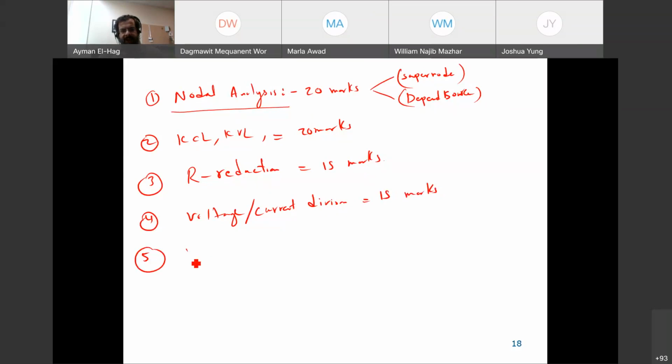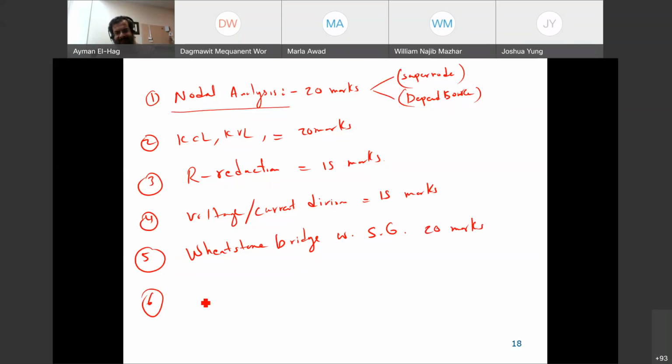Number 5, you have a Wheatstone bridge with strain gauges. This is why when you have a beam, you apply a force to it, any type of force, then find the voltage. So that's typical, and you have all the cases 1, 2, and 4 strain gauges. And this is worth 20 marks.